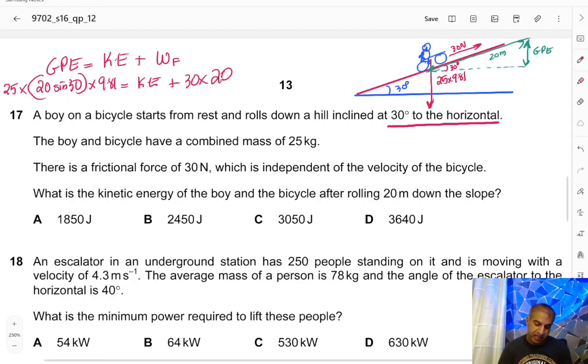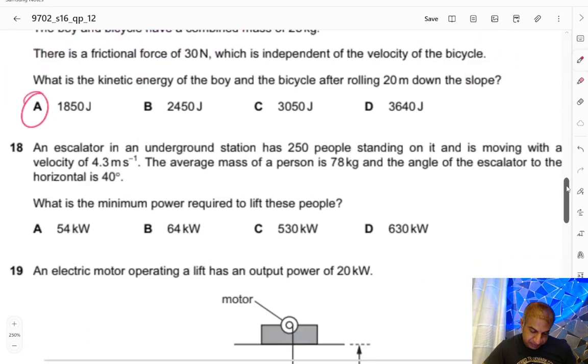And we can easily find KE. Let's just work this out. So 25 multiplied by 20 sine 30 multiplied by 9.81. We are going to subtract this 30 into 20. That gives me a value of 1853. So 1853, the closest value is actually this one. So this is going to be A, and that does it. That was easy. Let's just move on to the next question.